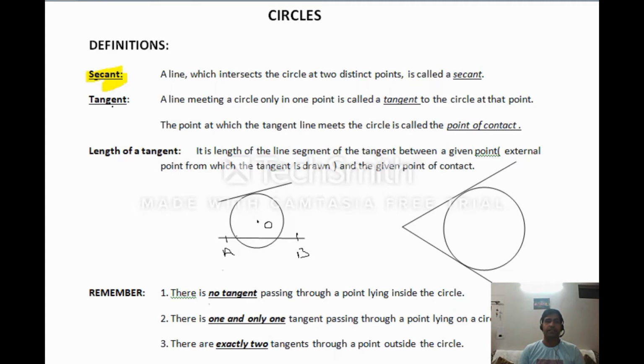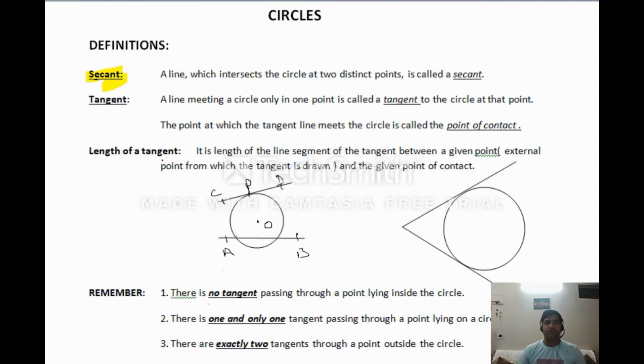Now the second is tangent. Look at this tangent line. A line meeting a circle only in one point is called a tangent to the circle at the point. You can see here this line CD is meeting the circle at this point. Let's say it is P. So this line CD is called a tangent to the circle at point P.